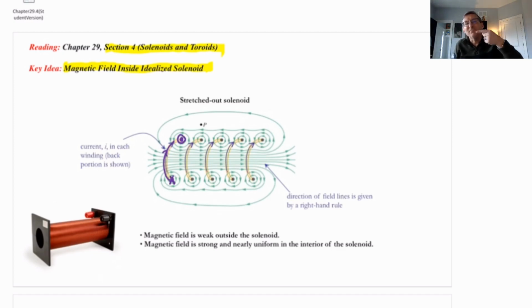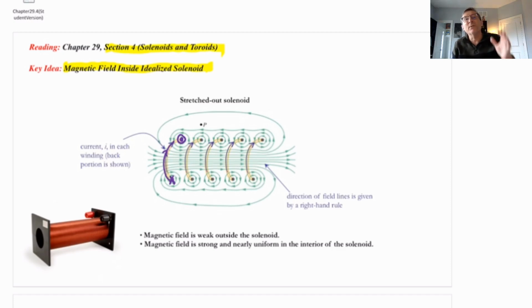Now what you really have is that the current goes around in a circle, and then goes to the next circle right beside it, and then the next circle right beside it. But they're so closely spaced, you can just think of them as independent circles. Then you see some magnetic field lines that are produced by the current going around in each of these windings. Let's look at the behavior of those magnetic field lines.